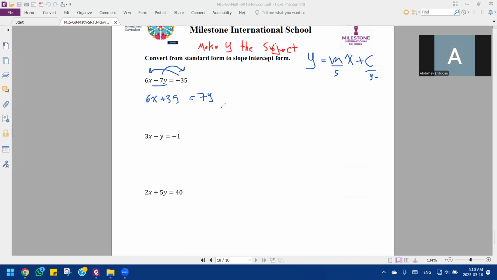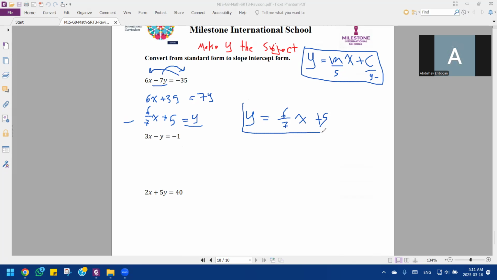Now, is y alone? No, so we have to divide by 7. 6 divided by 7 we can't, so 6 over 7 x plus 35 divided by 7 is 5, equals to y. But it's better if you write it like this, y equals to mx. So let's skip y at the first. Y equal to 6 over 7 x plus 5. Just instead of writing it here, I wrote it here.